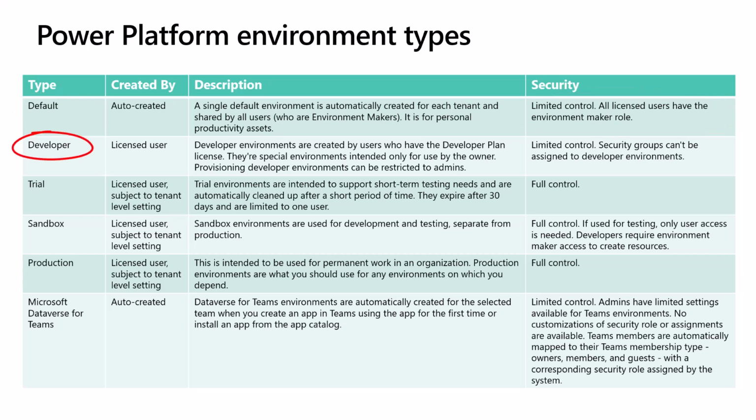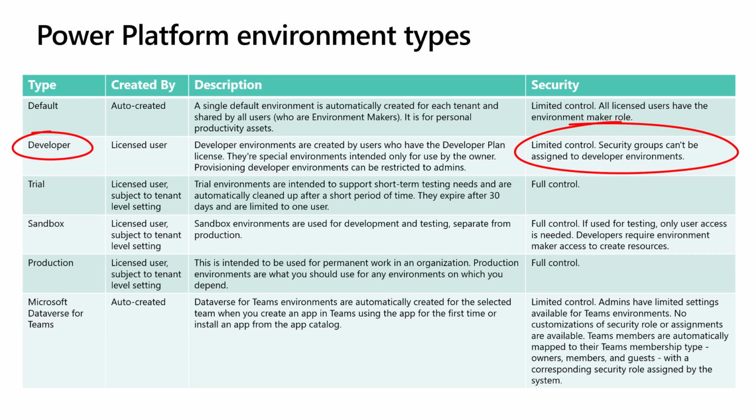Developer environments. This type can be created by users holding the developer plan license. These environments are specifically designed for individual use by the owner, allowing them to experiment and build applications without affecting production data. While provisioning of developer environments can be restricted by admin to maintain oversight, the security controls are limited. Notably, security groups cannot be assigned to developer environments, which means that access and permissions are inherently restricted to the individual user who created the environment. We will talk more about security groups in the environment operations video.